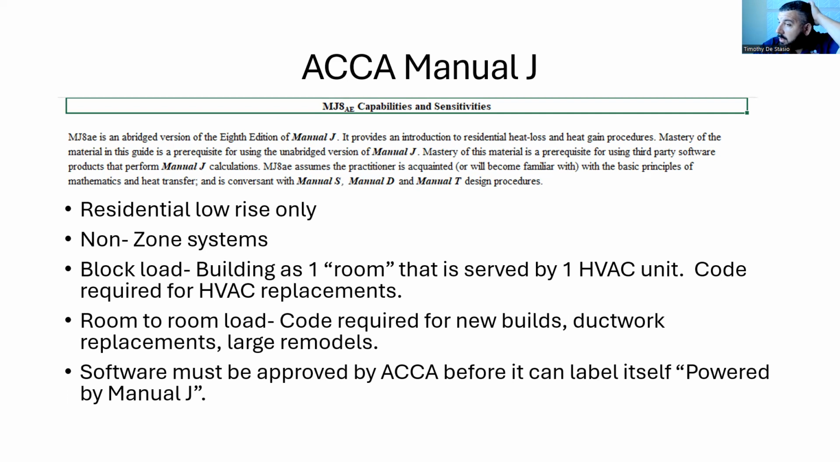So you can't expect Manual J to work out 100% for you without using those other manuals in the zone system. A block load is a term that we use when we consider the entire building as one room and it's served by one HVAC unit. And so when we are doing an equipment change out, just a like-for-like replacement, we are required to still do a heat load calculation, but it's acceptable for us to only do a block load. But a more accurate heat load calculation is a room-to-room load. And that's really required when we're doing a new build, maybe a ductwork replacement, where now we need to know how much airflow needs to go in each room. The only way we can do that is to do a room-to-room load.